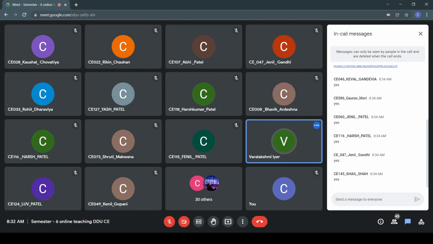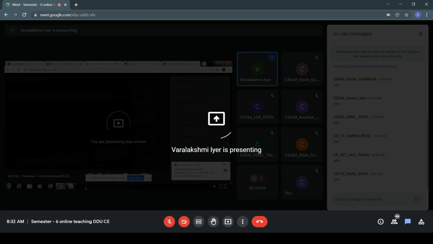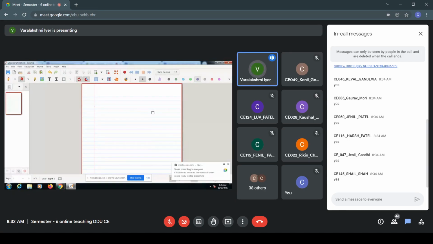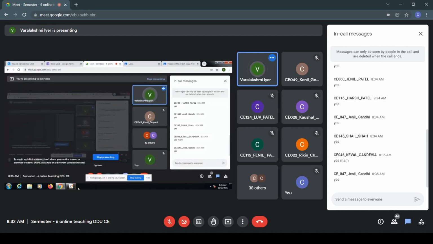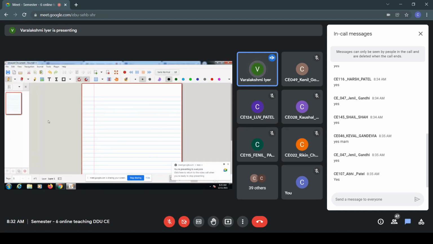Wait a minute, let me share the screen. My screen is visible, everyone. Yes, okay. So in today's lab, we'll be getting a brief introduction of various libraries such as NumPy, Pandas, Matplotlib, scikit-learn, and NLTK.